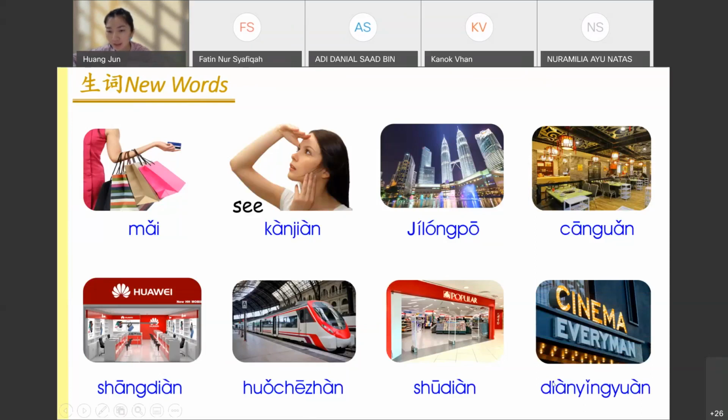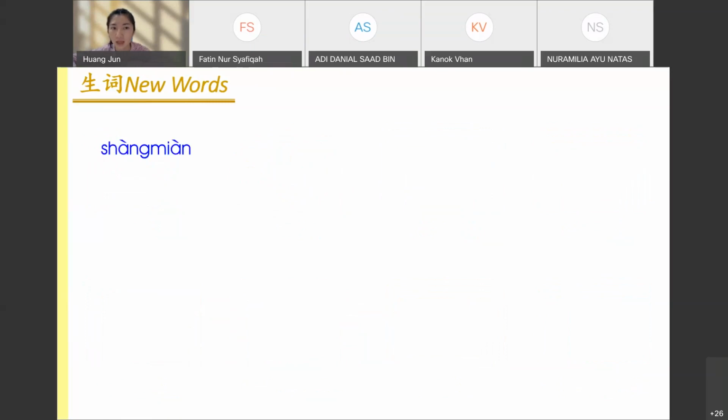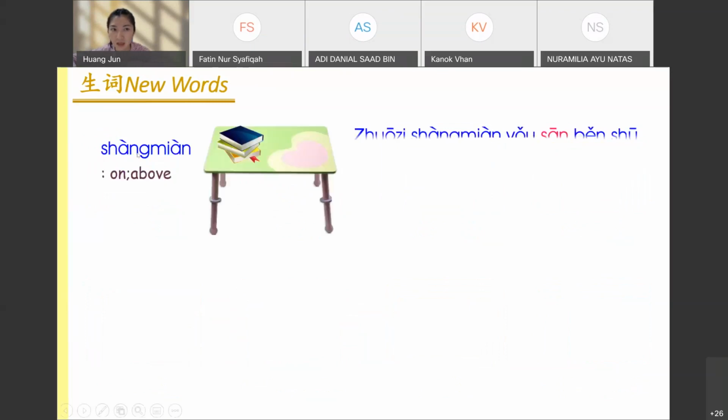In the word 电影院, 电影, you will learn it in lesson 6, means movie. Okay, 电影 means movie. So the word 院 refers to place. For example, we have 医院, the place you get treatment. So 院 is related to a place. The place where you can watch a movie is the cinema. Okay, 电影院. Then we have the word 上面, which means on or above.